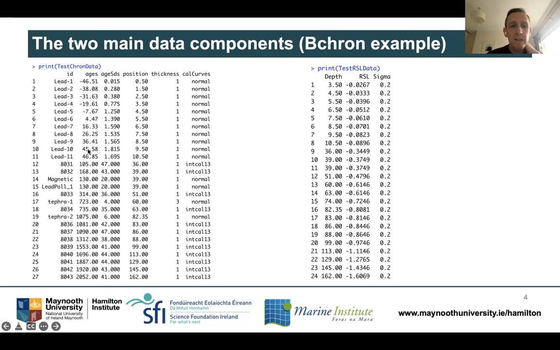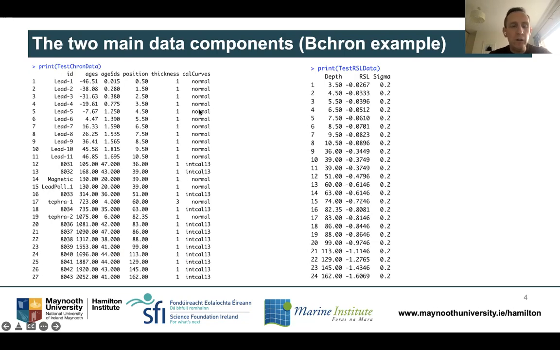We've got the estimated age. We've got the estimated age standard deviation. We've got the position or the depth. So I use position and depth kind of interchangeably here. You've got the thickness of the layer that was dated. And then you've got the calibration curve.